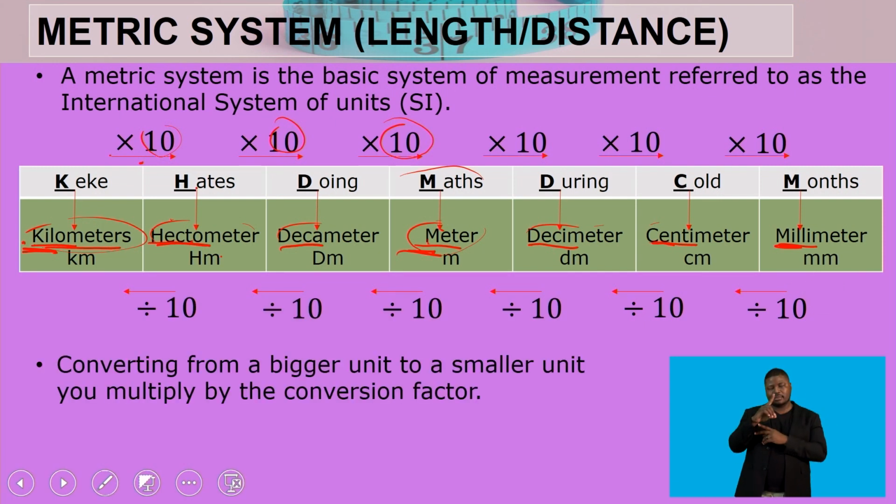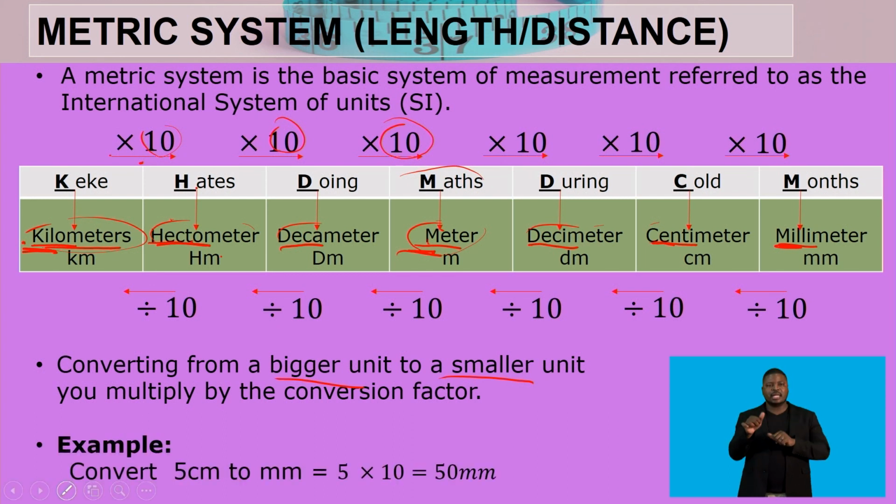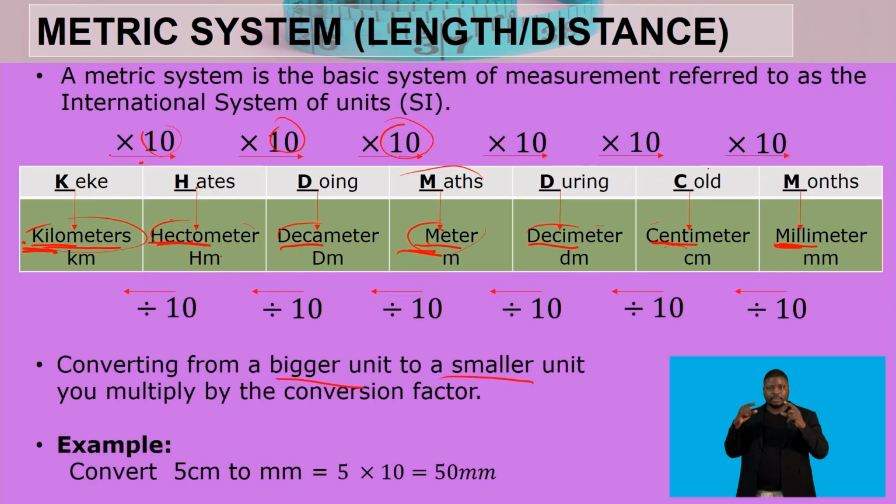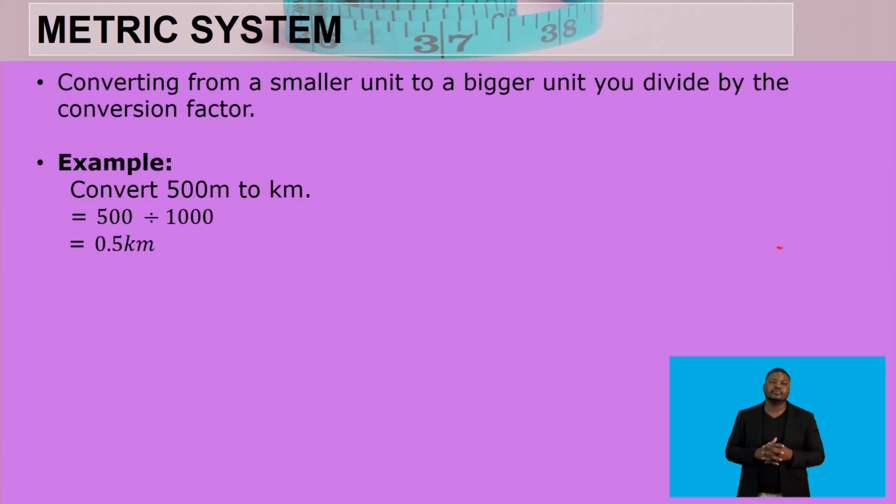When we are converting from a bigger unit to a smaller unit, you multiply by the conversion factor. What is the conversion factor? It is the number of times that you are moving between the units. An example is if you convert 5 centimeters to millimeters. It's a big unit to a small unit. What do we do when we move from big to small? We multiply by 10. So we have 5 multiplied by 10, which gives us 50 millimeters.